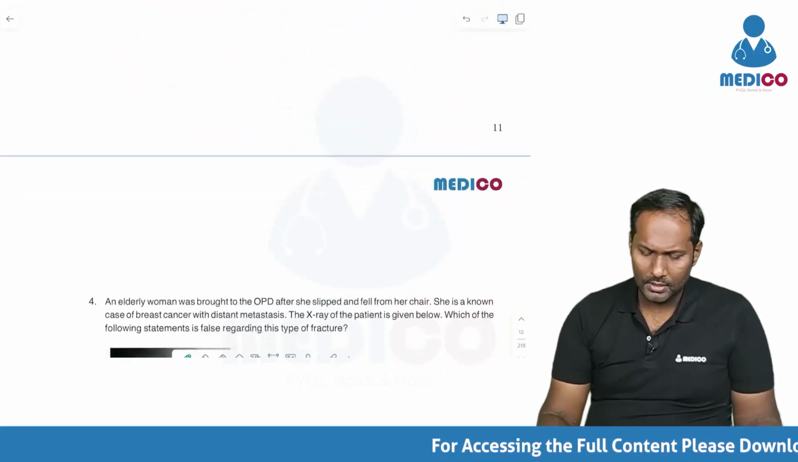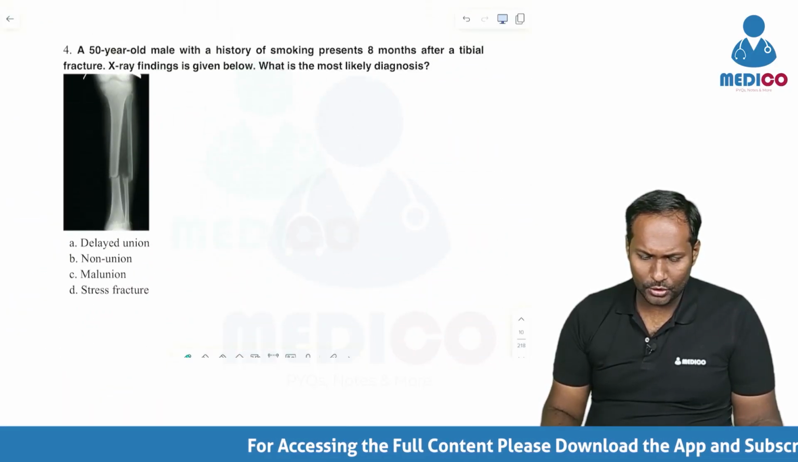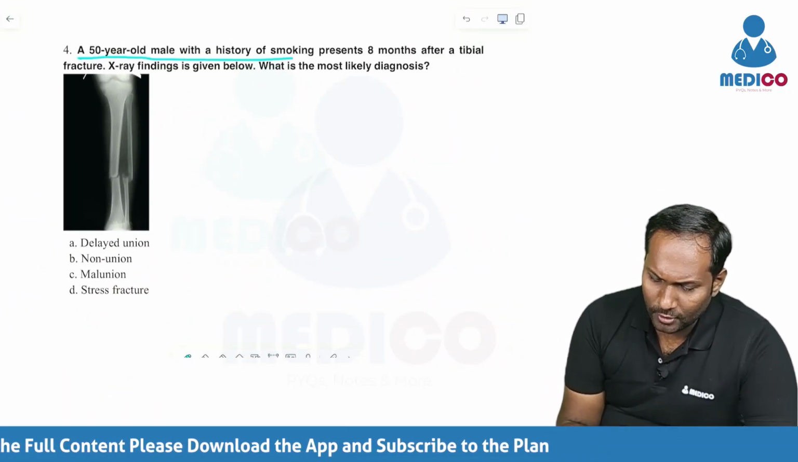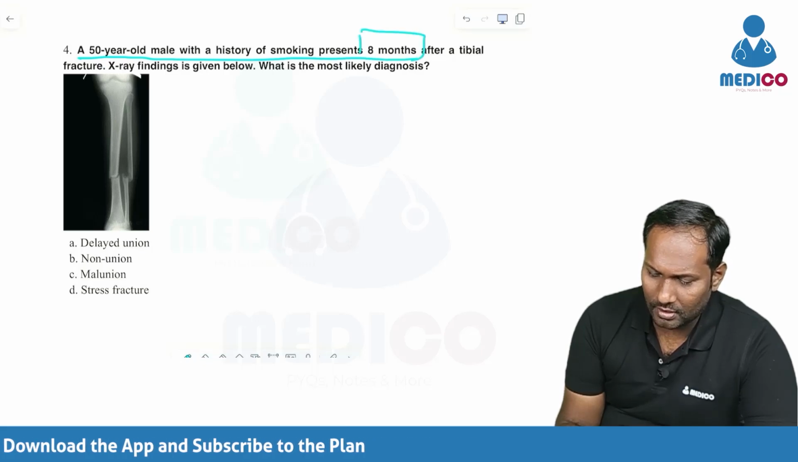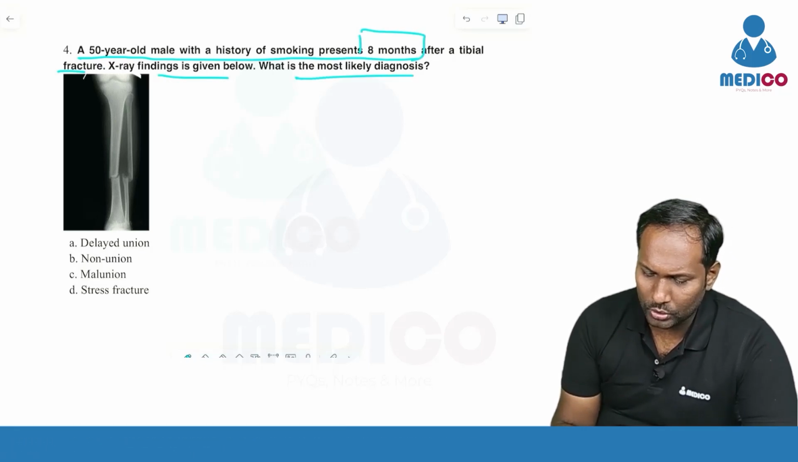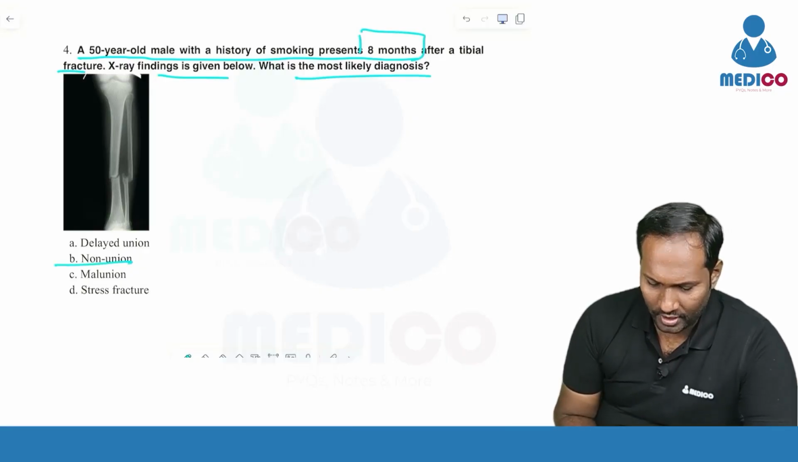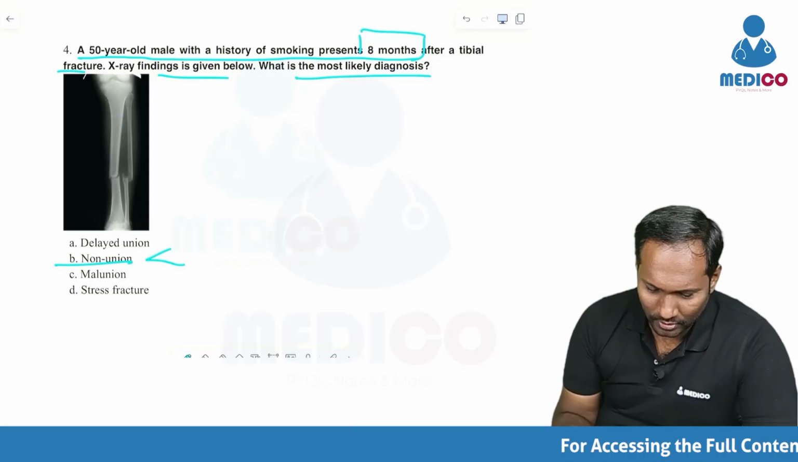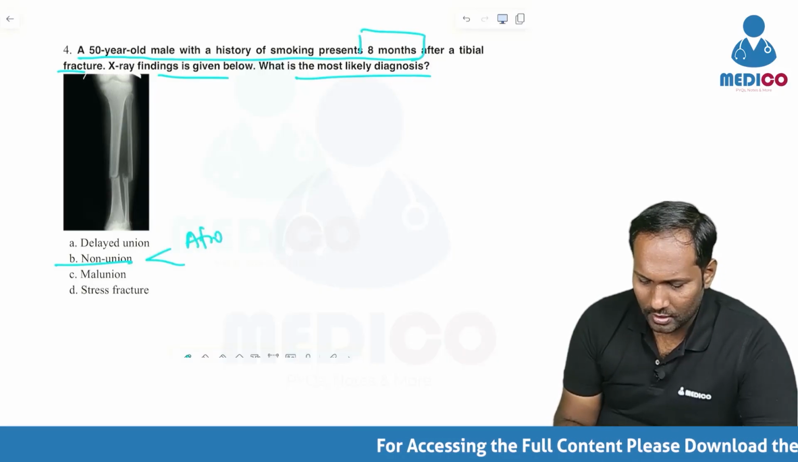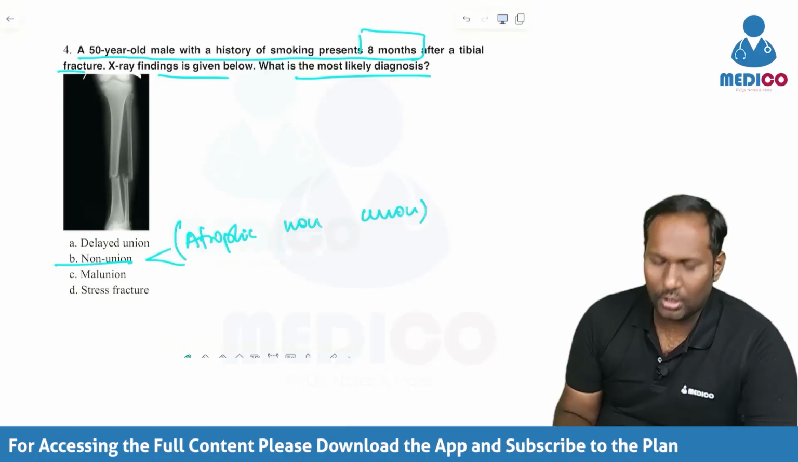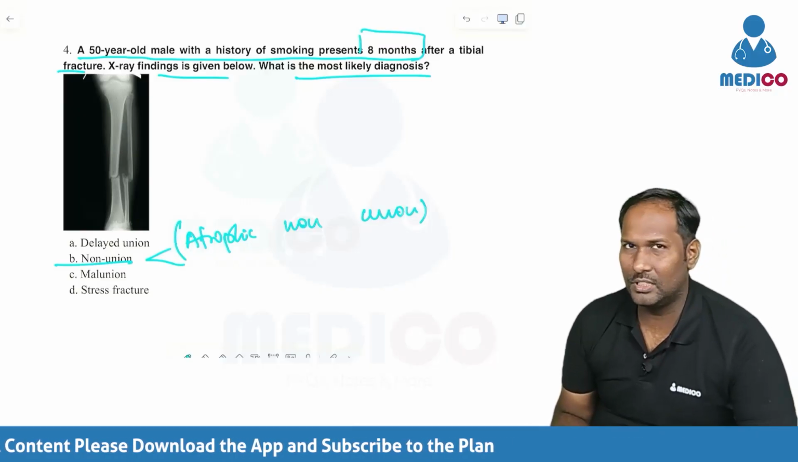All right. So one more question is there on this union. Let's solve this. A 50-year-old male with a history of smoking presents 8 months after a tibial fracture. X-ray finding is given below. What is the most likely diagnosis? Non-union. Now you will even be able to say what type of non-union. There is no callus at all, so it is mostly an atrophic type of non-union. So see, once you know the concept behind it, solving the questions becomes simple.